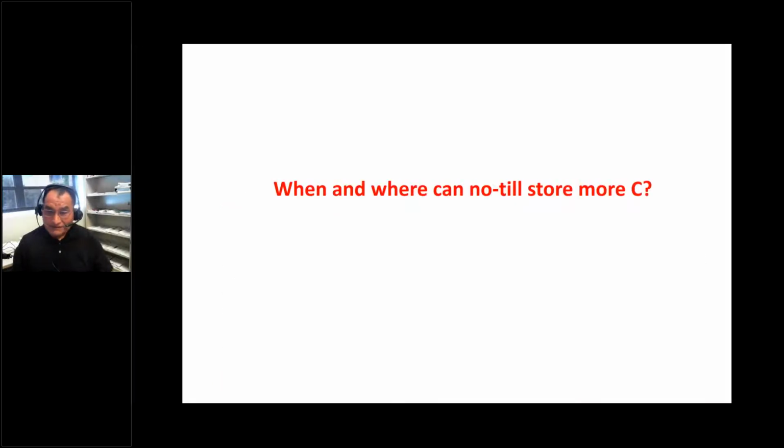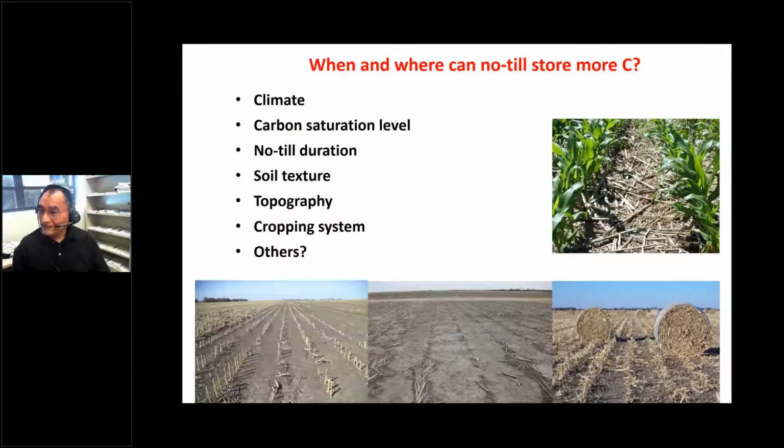Well, that's where I could stop, right? Well, no-till doesn't work. It's the same as conventional till. I don't think so. There are spots probably where no-till can work. Where and when can I use no-till? What if we consider these factors? What about climate, that is, precipitation amount? What about initial carbon level? What about no-till duration? Textural class? Slope? What about the cropping system?